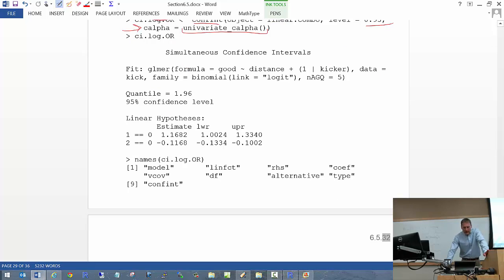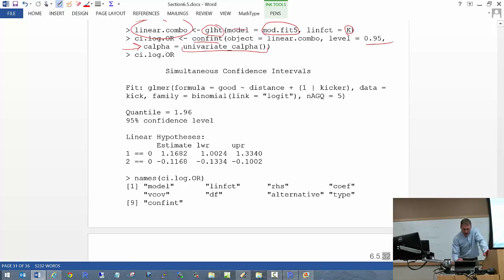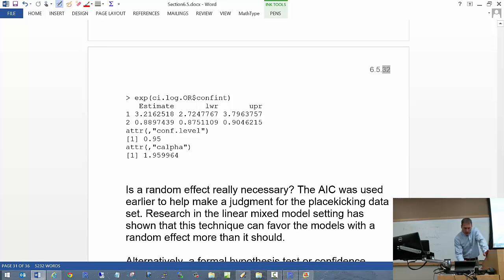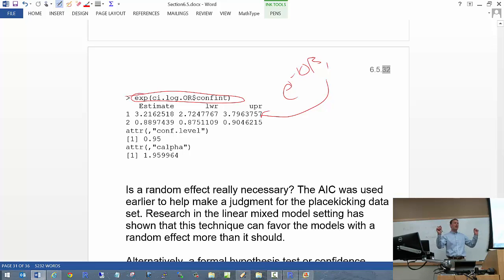So what this gives me is my confidence interval for the log odds ratio. For a 10-yard decrease in distance, my confidence interval is 1 to 1.33. I can work with this some more and use the exp function with it, so I can find intervals for e to the negative 10 beta 1. And I get 2.72 to 3.79, which is exactly what we had previously using the confint function, when we said method equal Wald.